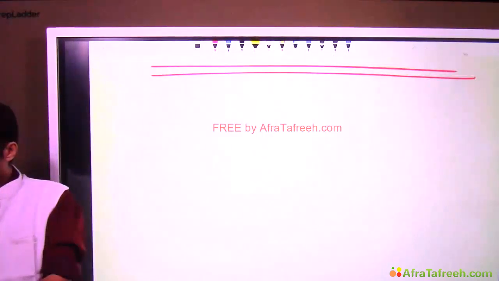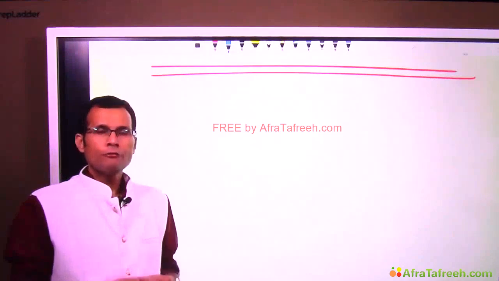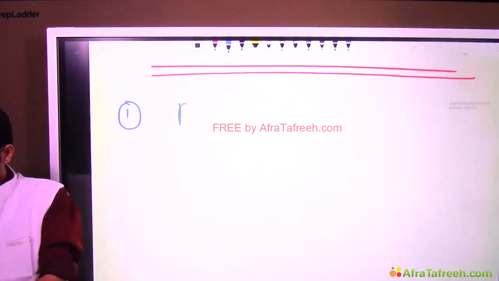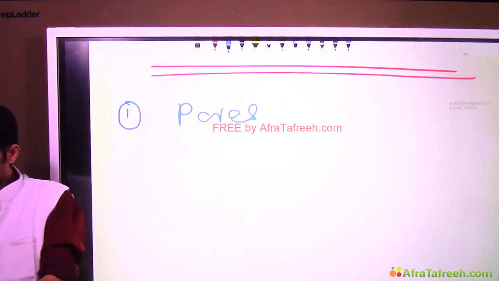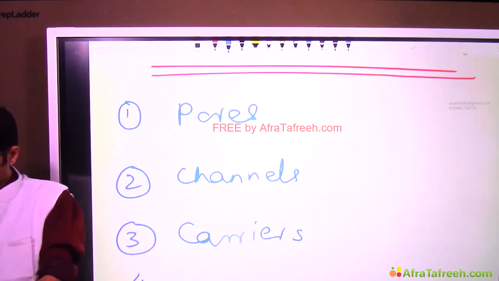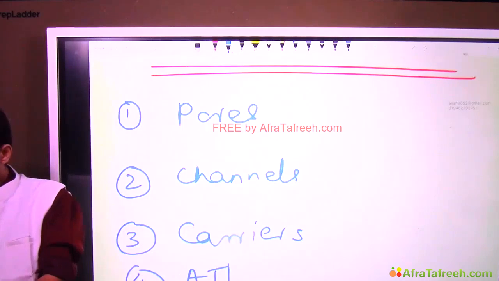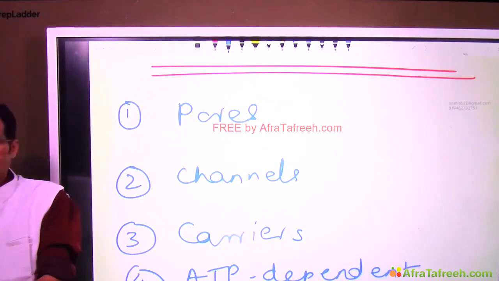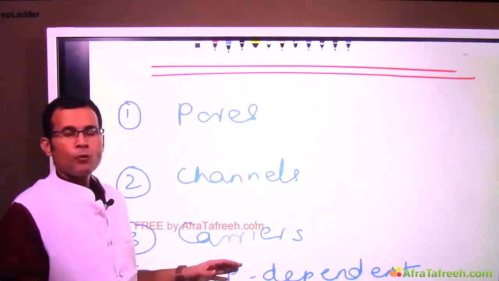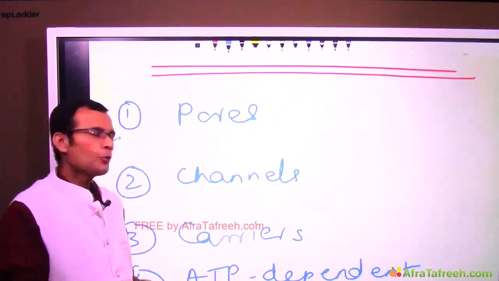At the very basic level, there are four types of transport proteins, and they are pores, channels, carriers, and ATP dependent transport proteins. So at a very basic level, these four are the transport proteins in the membrane.